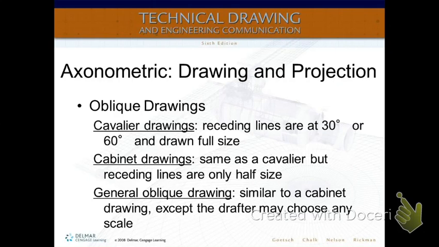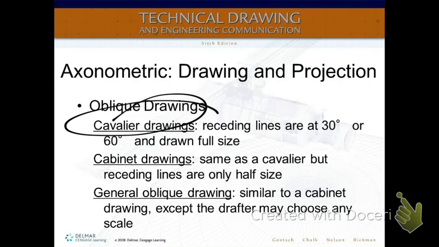All right, now remember these. These are going to be on your test. A cavalier: the receding lines are at 30 degrees and drawn at full size. So, let's think about this. A cabinet is the same as a cavalier, but the receding lines are half size. And a general oblique is similar to a cabinet drawing, except the drafter may choose any scale.